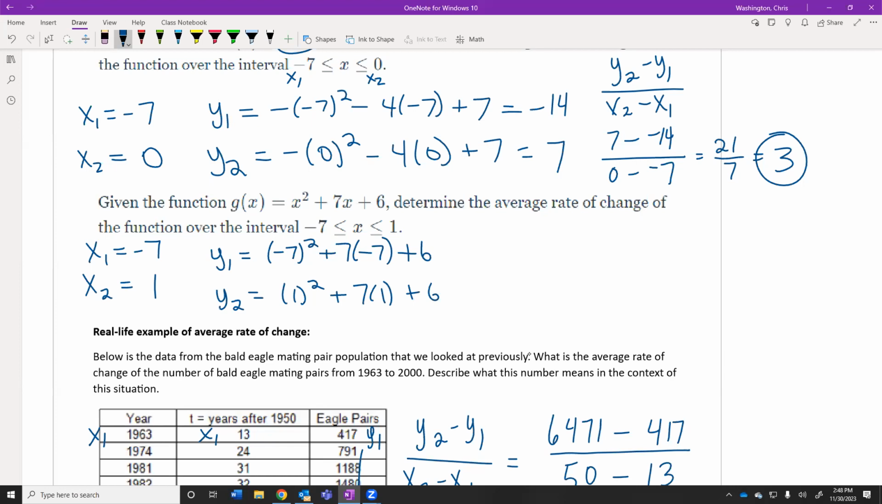And I'm going to stop there for just a second. Let you see if you can finish that. And then I will work it out on the board in just a second. So try that last one there before we go over it. Make sure you can find the y values correctly and do the slope formula correctly.